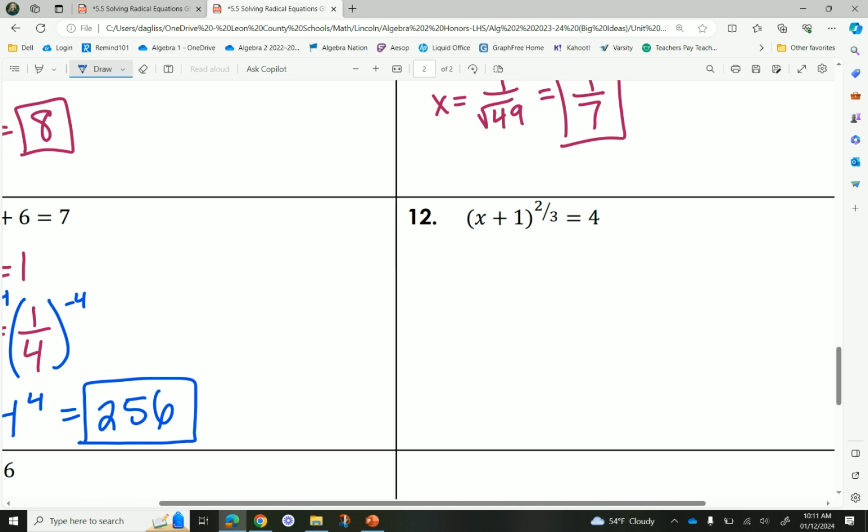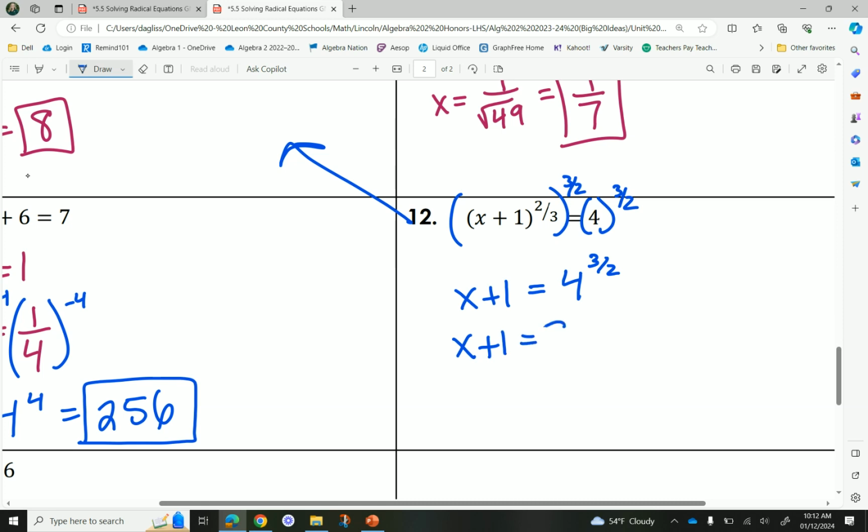So what is the reciprocal of 2/3? 3 halves. So that eliminates the exponent. My x plus 1 is still here. We actually did this with number 9, correct? So we know that equals 8. And then just subtract 1 over.